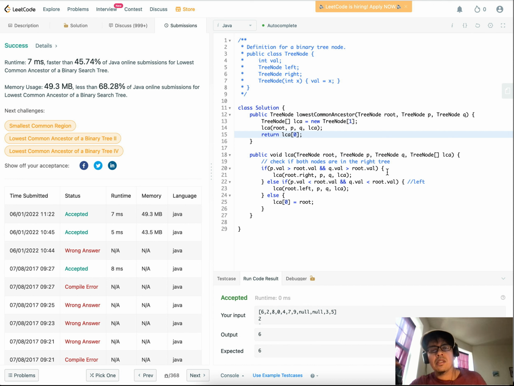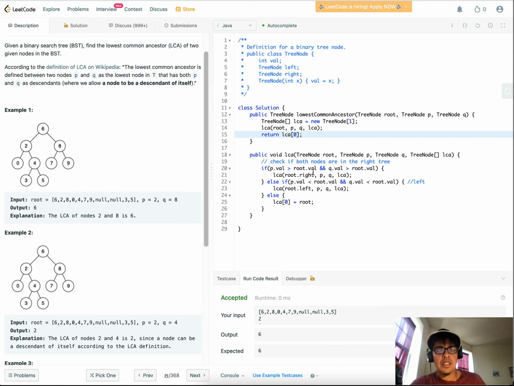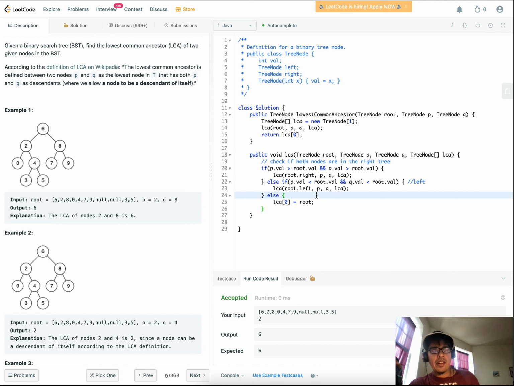And why is that? Because if one is less than or equal to the root and the other is less than, that means the root, based on the original condition, the node is a descendant of itself. If one is greater than or equal to and the other is just greater than, then the root is still a descendant of itself, and thus the lowest common ancestor. Okay, so that's why this condition becomes easy. If this wasn't true, then the condition would be more complicated. But this is a constraint of the problem, so this makes it easier.